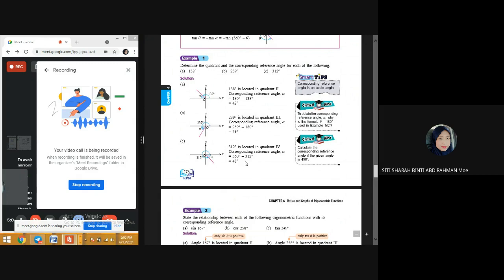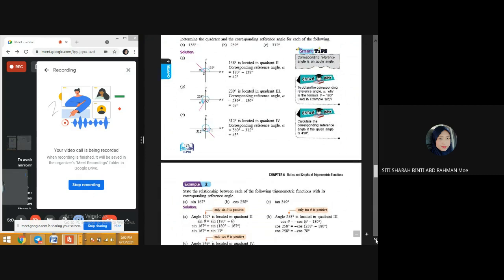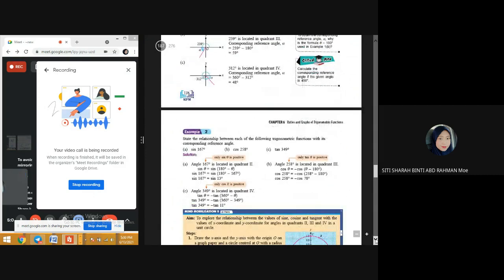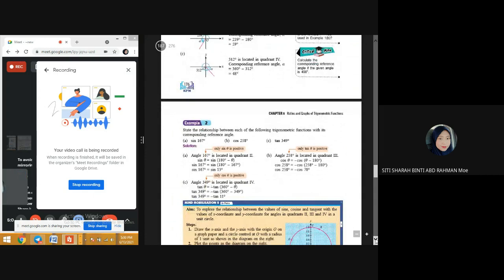So I hope you can understand example 1. So next, we want to discuss example 2. State the relationship between each of the following trigonometric functions with its corresponding reference angle. So we want to find sine 167, cosine 258, and tangent 349.